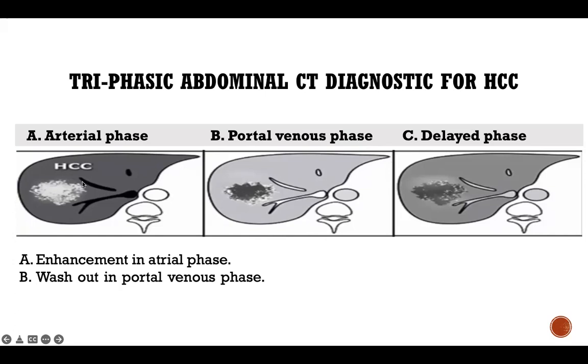But during the arterial phase, the mass is different from the liver cells. It takes more arterial supply than portal supply, and that's why it takes the contrast during the arterial phase. Okay, clear now.